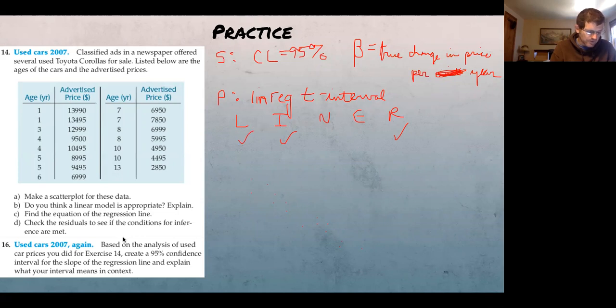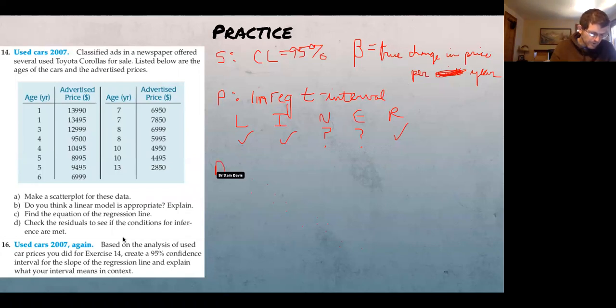Is it normal? We did not check, so I'll just put a question mark right here because we really didn't have the proper tools to test normality. We didn't look at distributions. And is it equal variance? We didn't check the residual plot. If you did have to do something like this, you could construct a normal probability plot, and you could construct a residual plot. I don't want to emphasize this too much because it's unlikely you're going to need it.